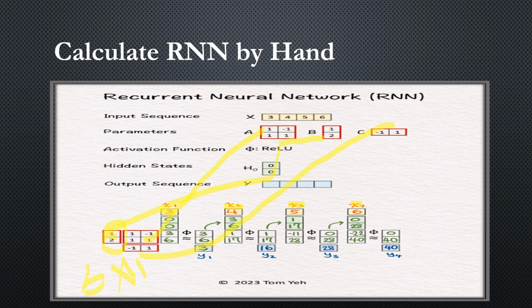Now check this one, 3 and this much. So it shall be minus 3. Now we will take this one, minus 1, 1, and we'll take this 3 and 6 here. So it should be minus 3 plus 6. It shall come out as the 3 here, right?